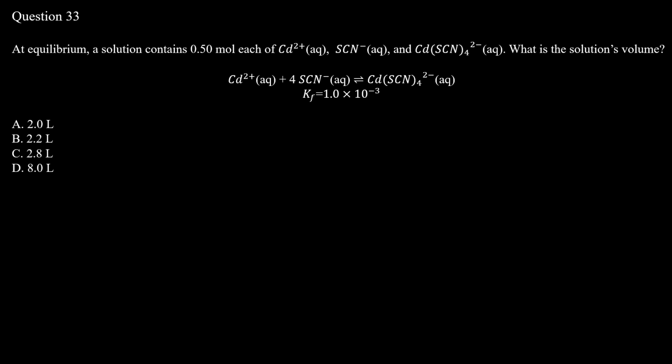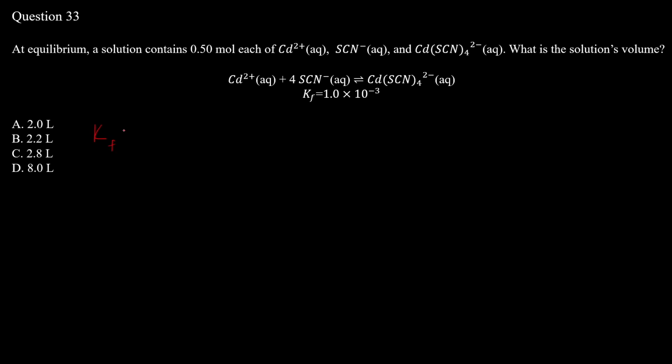Let's go to 33. At equilibrium, a solution contains 0.50 moles of each cadmium thiocyanate and cadmium tetrathiocyanate. What is the solution's volume? We're given a chemical equation here. We're also given the Kf. The Kf is just a standard equilibrium constant. So we can write this out.